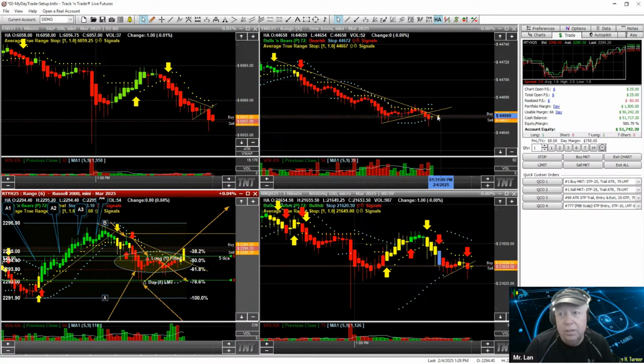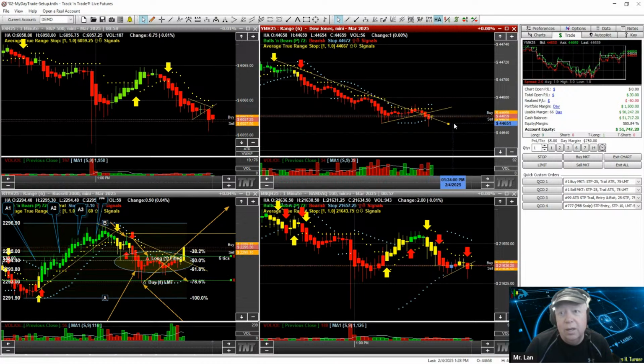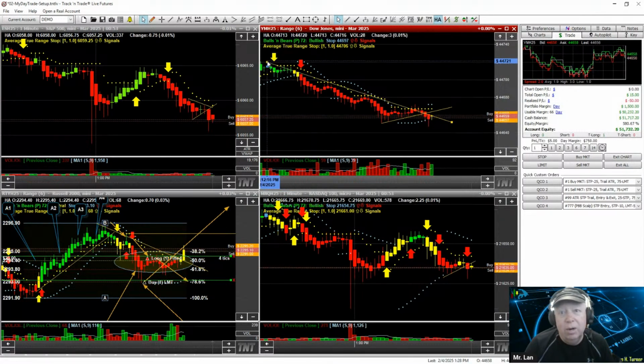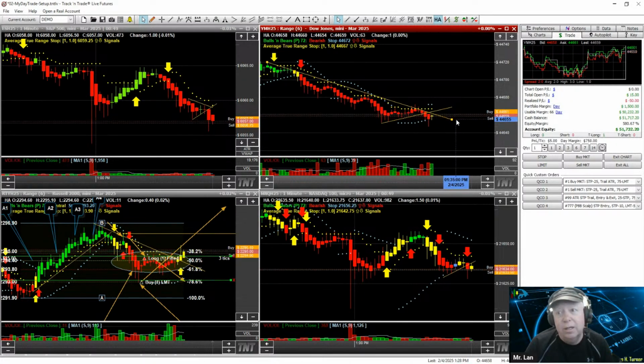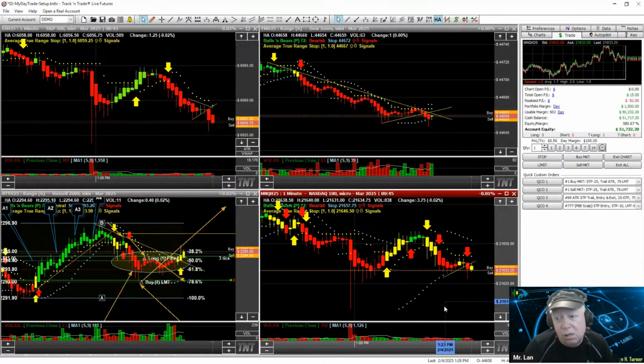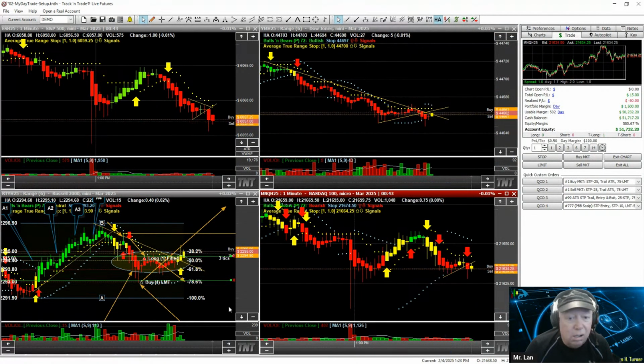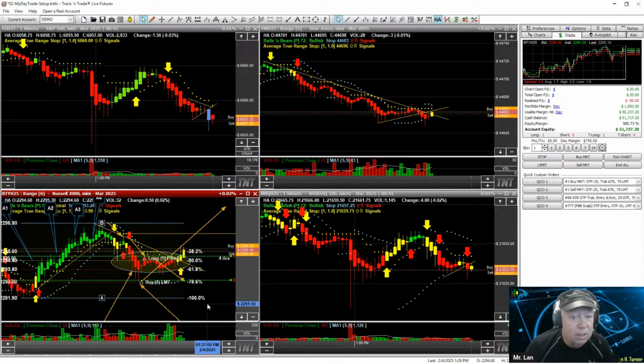I'm still looking for this Dow to break this natural trend line. Problem is, it's not respecting it. It's not respecting it. Russell's trying to make us a little bit of money.